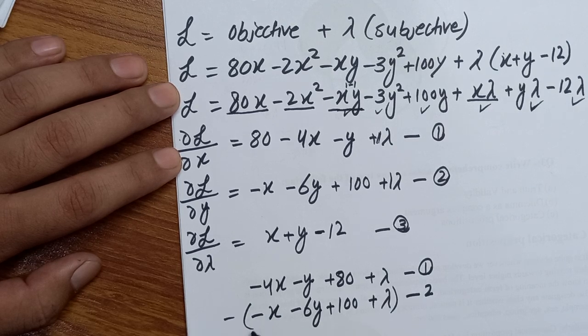Now we simply subtract this equation from the above one, so the signs will be changed. Here we have minus, it will be plus. This is minus, this will be plus. This is minus, it will be plus. This is plus, it will be minus. This is plus, it will be minus. So the signs will be changed.